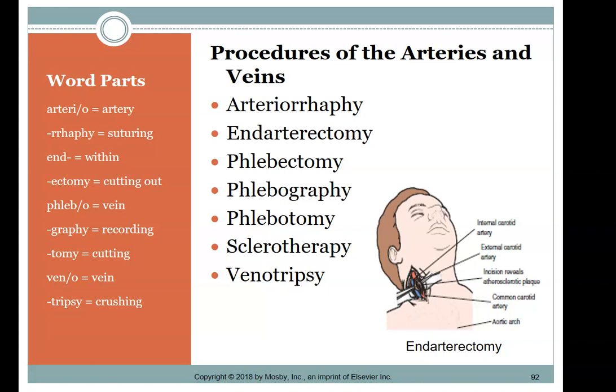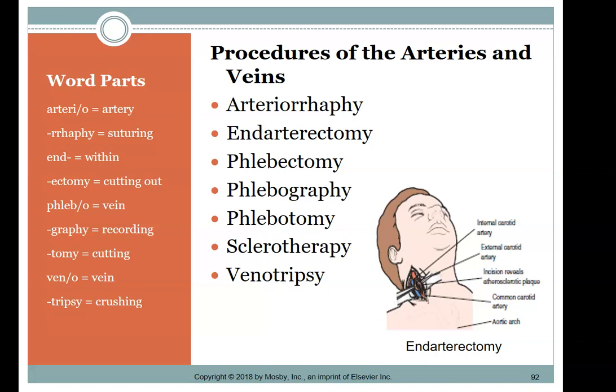Procedures of the arteries and veins. Arteriorrhaphy is a suture of an artery. An endarterectomy is the removal of the atheromatous plaque from the inner lining of an artery. A phlebectomy is the removal of a vein. If termed ambulatory, it is a procedure to remove superficial varicose veins.